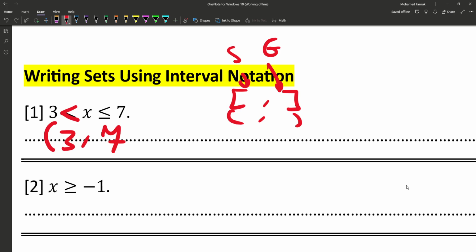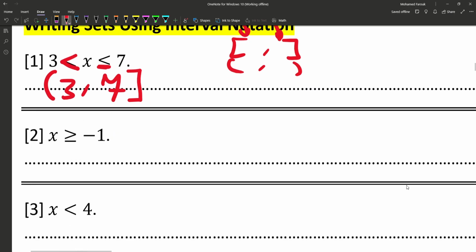There is no line under the inequality sign. But this one, it's smaller than or equal to 7. I have this line here, so it will be square brackets. So it will be like this, a half open interval, 3 and 7.